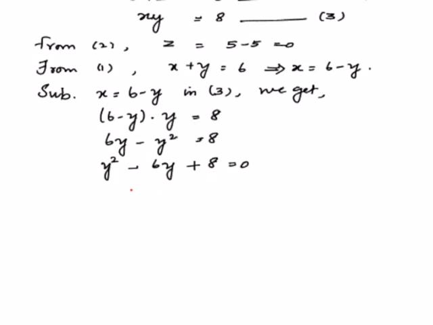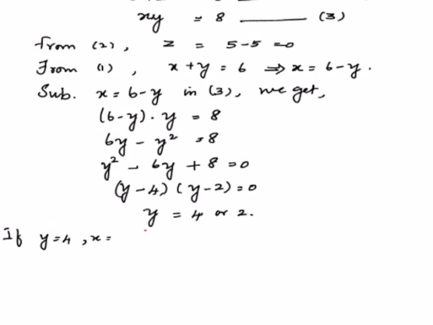Now, it's time to factorize it and conclude the answer. So, it is (y minus 4) into (y minus 2) is equal to 0. So, y is equal to 4 or 2. Now, if y is equal to 4, what is x? x is equal to 6 minus y, which is 6 minus 4, equal to 2. If y is equal to 2, what is x? x is equal to 6 minus y, which is 6 minus 2, which is equal to 4.